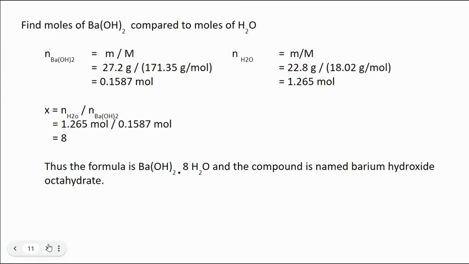So we're still using that formula: moles is mass divided by molar mass. I know the mass of my ionic compound when it was dry, without water, was 27.2 grams. I'm going to convert that to an amount in moles. The way I've done this is using the molar mass of barium hydroxide. I added up a barium, 2 oxygen, and 2 hydrogen to get my molar mass, and that helps me convert from a mass into a molar amount.